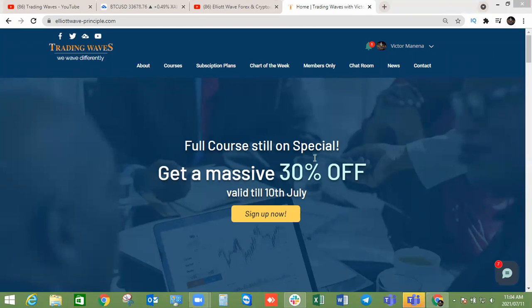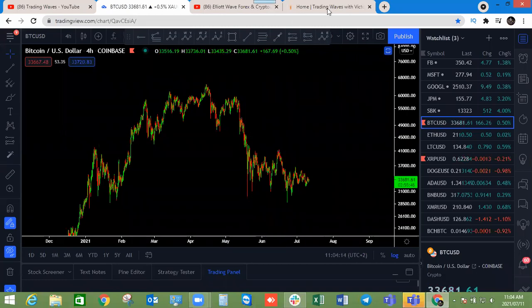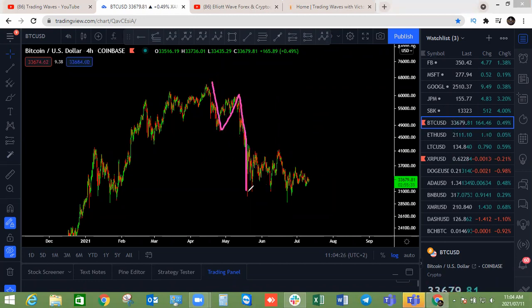Let's get started and look at the cryptocurrencies. What is happening with Bitcoin and the altcoins? What do we expect of the next move? So let's have a look here on Bitcoin. Bitcoin has made this move to the downside, which we are still looking at as a 5-wave structure. So 1, 2, 3, and this looks like a wave 4.